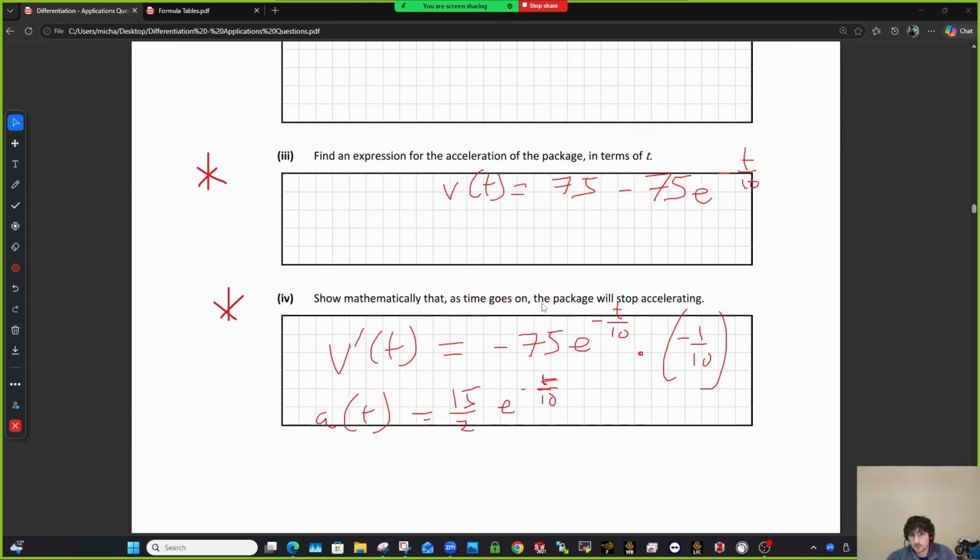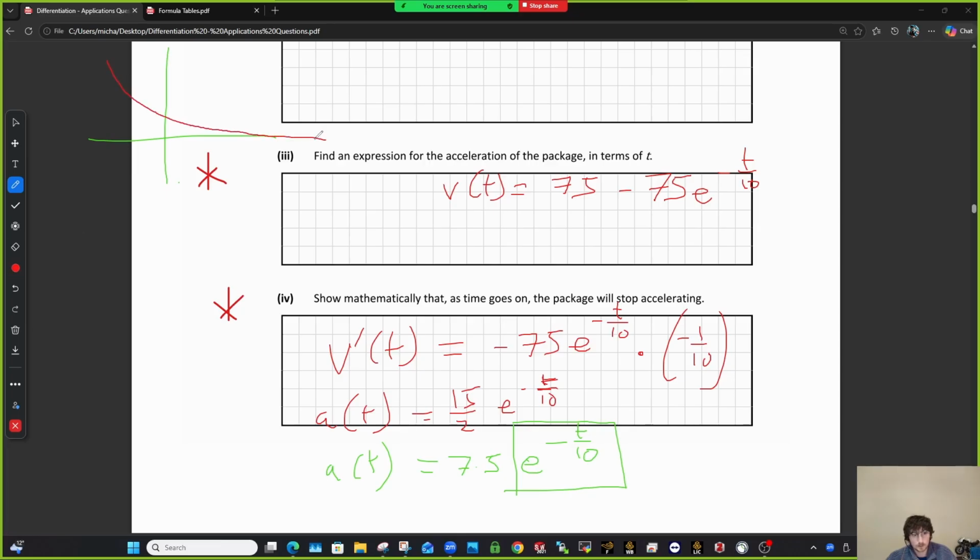Show that as time goes on, the package will stop accelerating. So that's a pretty stupid question, because as time goes on, it will stop accelerating, but you'll have to go to t equals infinity for that to happen. So this here is an exponential, right? I'll write it as the 7.5 so people can relax a bit. So it's e to the minus t over 10. Now, the 7.5 doesn't really do anything. What changes a is this thing here, because that's got a t in it. It can change value. So the graph of that, because that's exponential decay, looks like this.